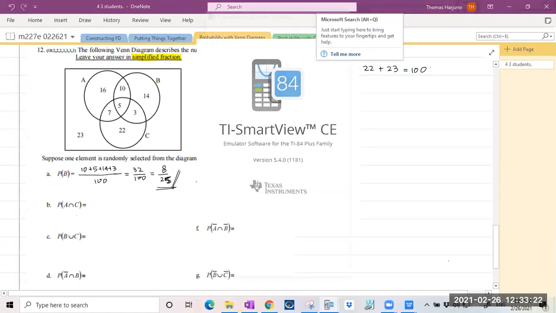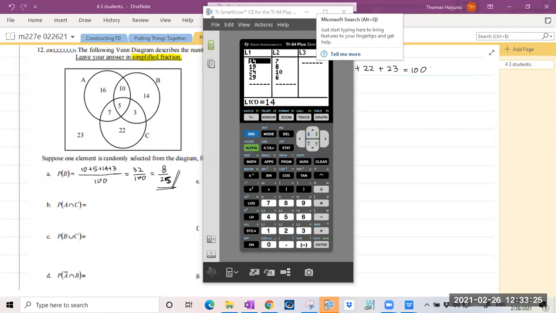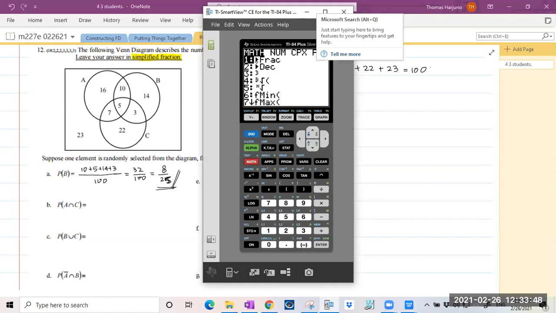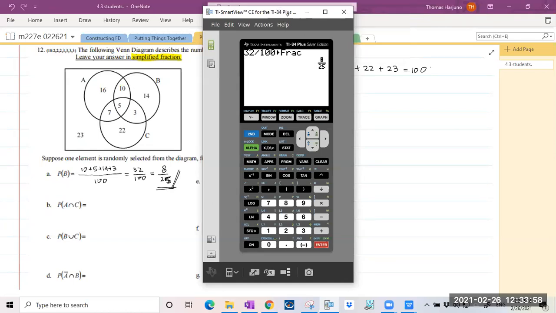I think I will just show you once or at most twice. Suppose we want to reduce a fraction. So I have 32 divided by 100. That's the fraction, right? Now, if you want to reduce this fraction, you press math, the third from the top on the left-hand column. The very first option is convert to fraction. Convert to fraction, enter. Then you will see 8 over 25.